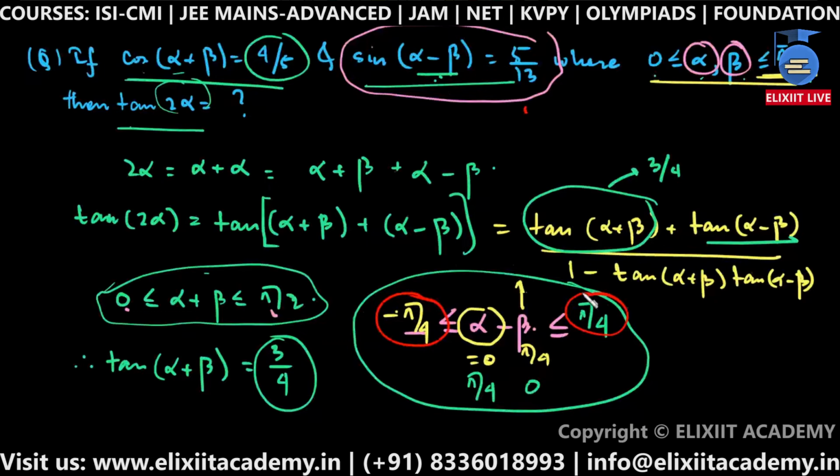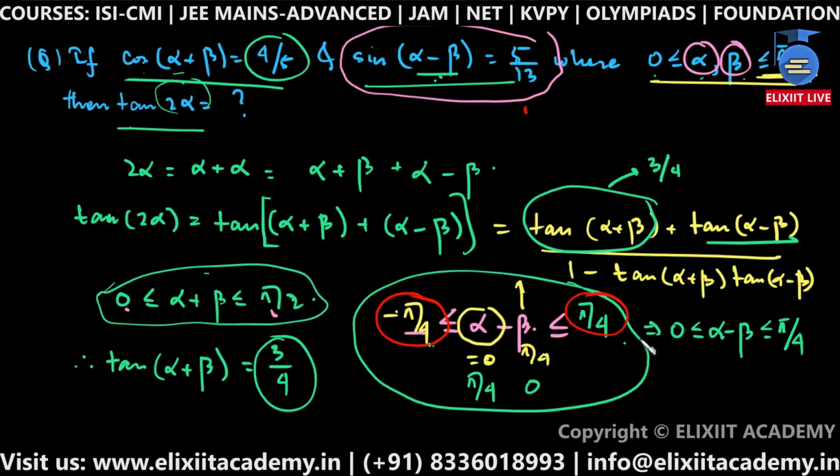Because this particular sine theta's part is positive, what is the correction? The minimum value should be from 0 to pi by 4. This is the correction we are simply creating. It will be from 0 to pi by 4 and not from minus pi by 4 to pi by 4. This is the concept of the method of correction we are doing.